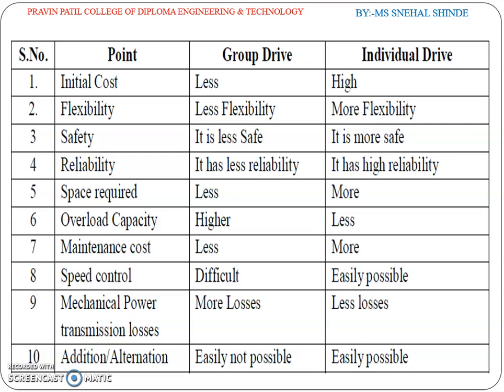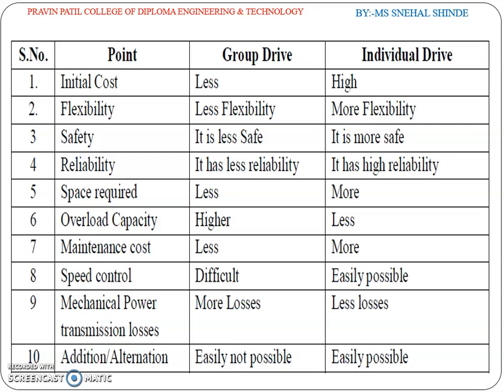So here are the two types of drive, group drive and individual drive. With the help of differentiation, we will see the group drive and individual drive. In group drive the initial cost is less, and in individual drive the initial cost is high. In the individual drive, each machine is fitted with its own motor. Example: drilling machines, lathe machines. Each operator has complete control over his machine. So the initial cost is high.